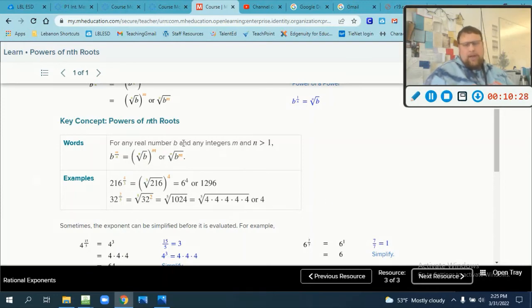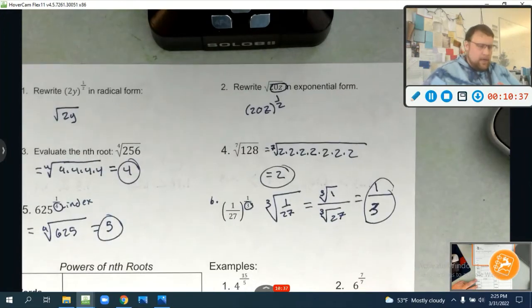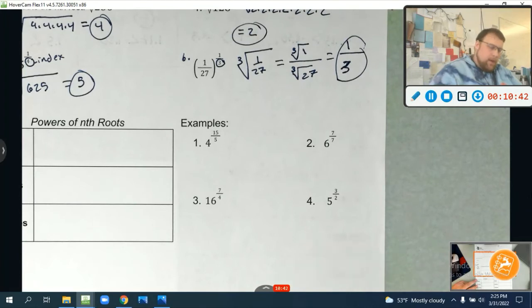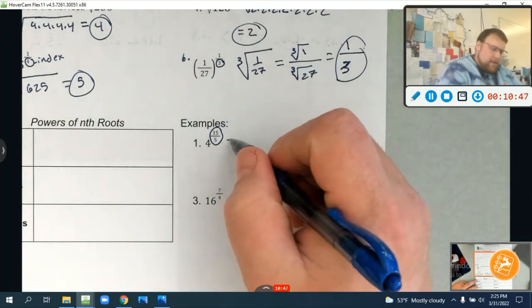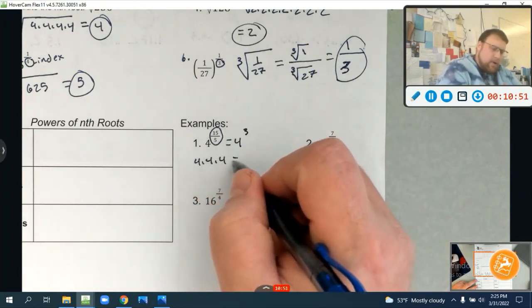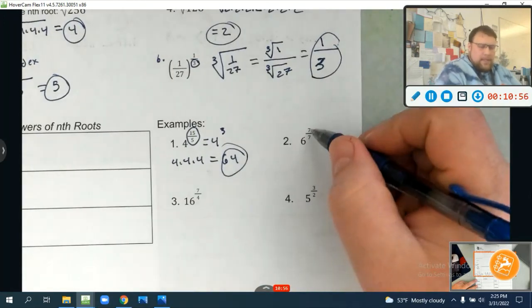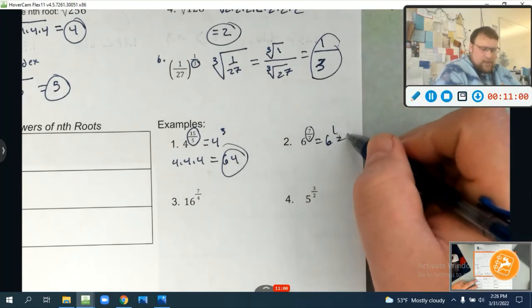Ready, set, pause me. All right, we are going back to finish up this lesson. So on yours, it will be filled in. Mine is not. I've already done that on another sheet of paper. Before we do anything, let's look at these. Can we simplify that? Yeah, what's 15 divided by 5? It's 3, so this is really 4 to the third, which is just 4 times 4 times 4, or 64. How about 6 to the 7 over 7? That's really just 6 to the 1, which is 6. Those are simple, right? Things you can do.